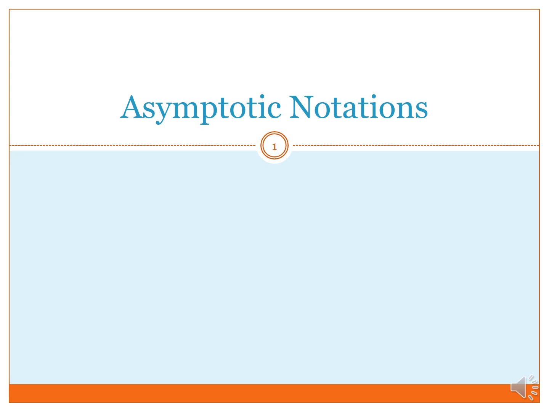Hi everyone, now we are going to discuss asymptotic notation. In algorithm analysis, it is important to compare the efficiency of different algorithms. Instead of measuring execution time on a specific computer, we use mathematical notations called asymptotic notations. These notations help us describe how an algorithm's running time grows as input size increases.